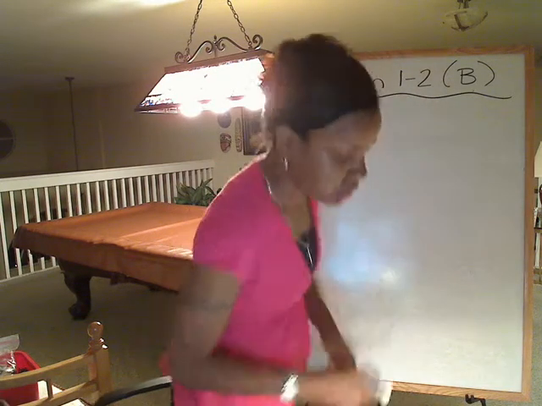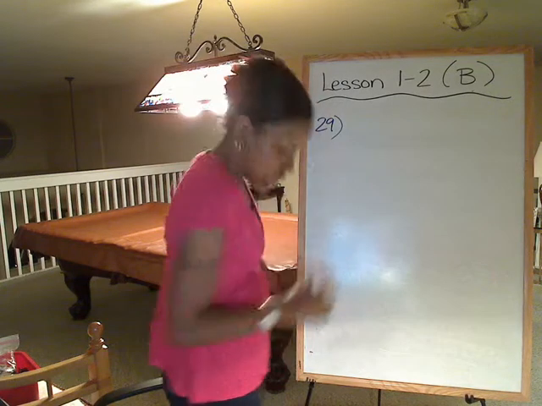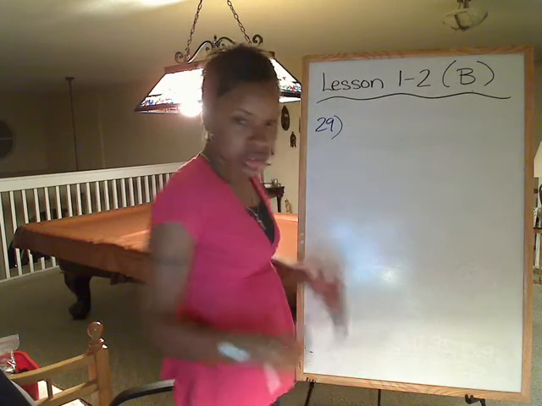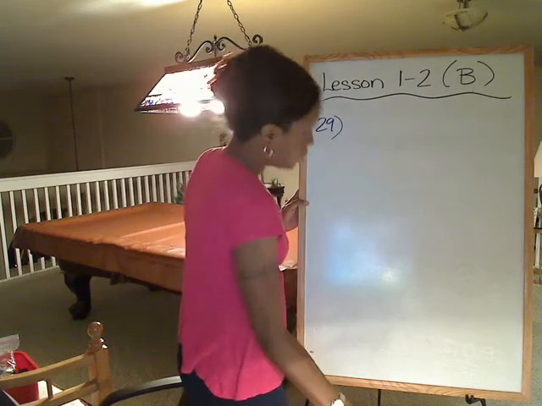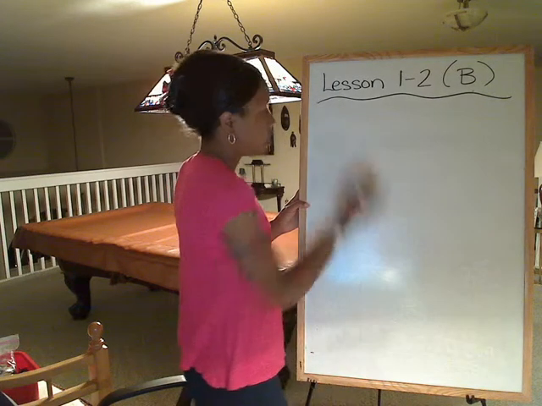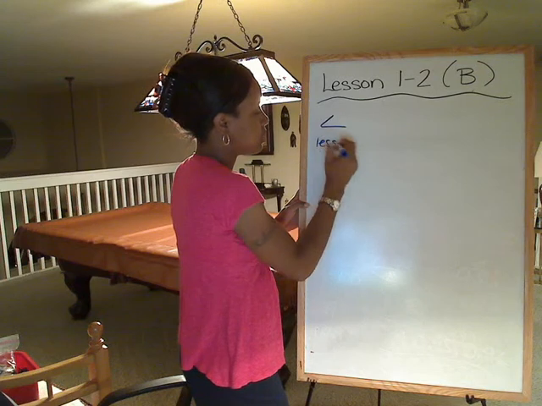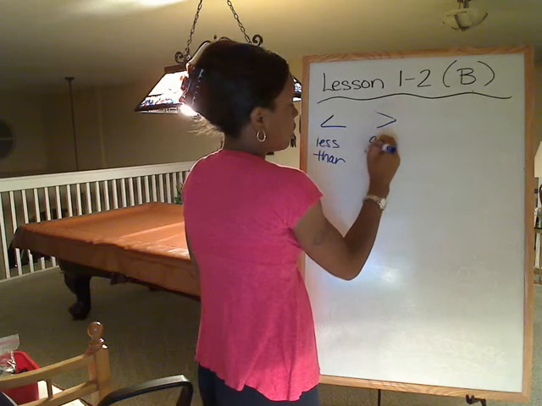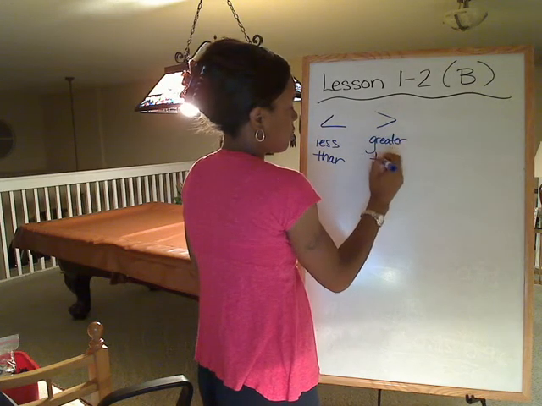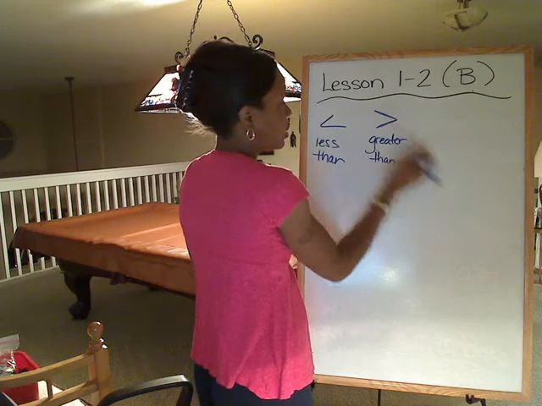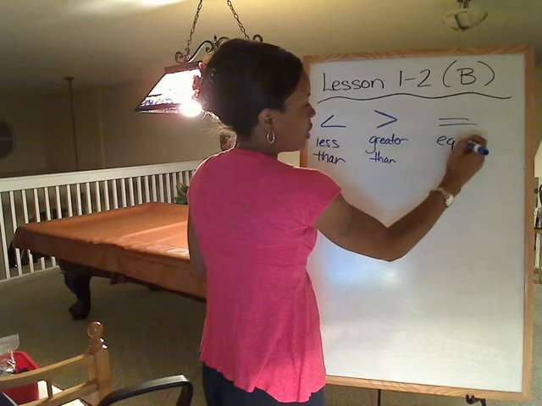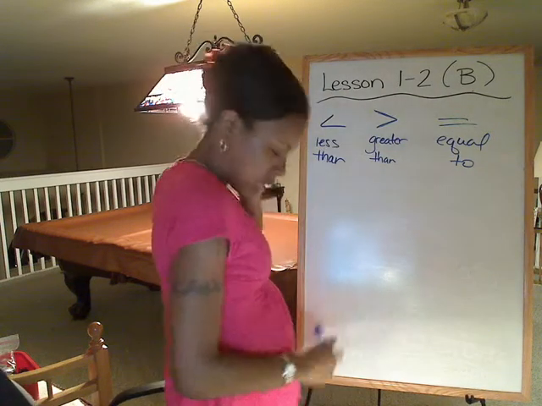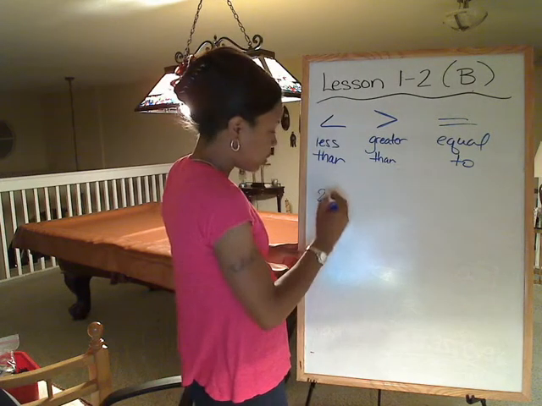And the last question that I want to do is number 29. Number 29, the directions have changed. They now want you to compare with a less than, greater than, or equal to sign. And just as a little refresher, let's do this here. Less than looks like this, like an L with a little slant. Greater than like this, and of course, equal to.